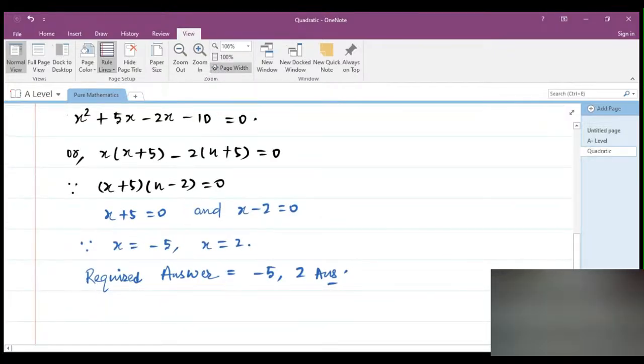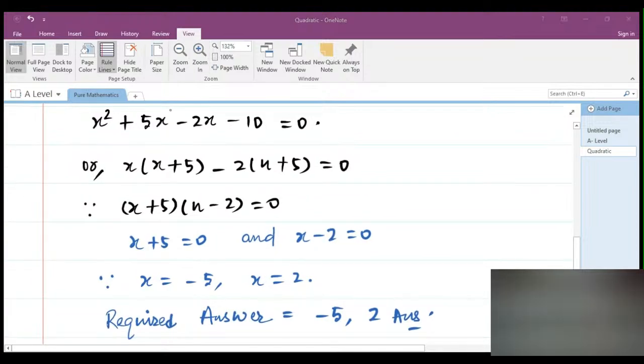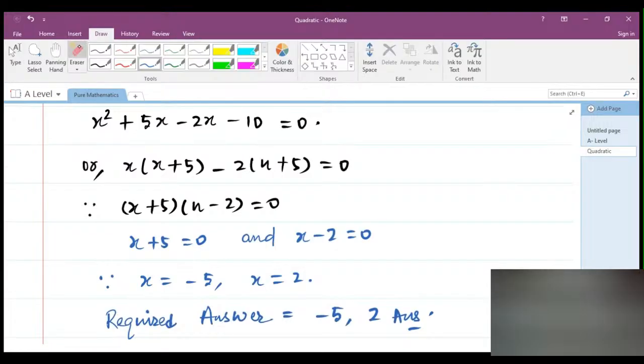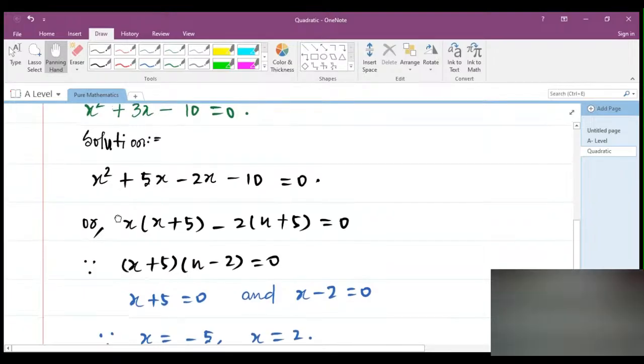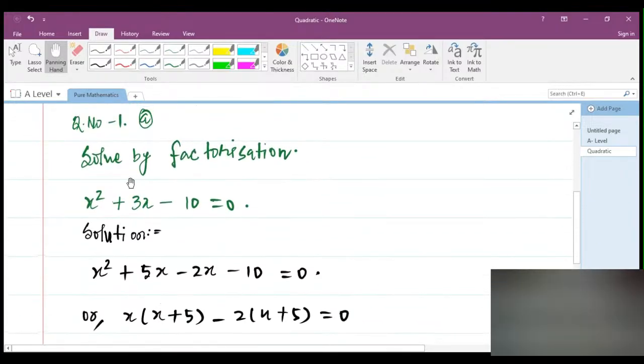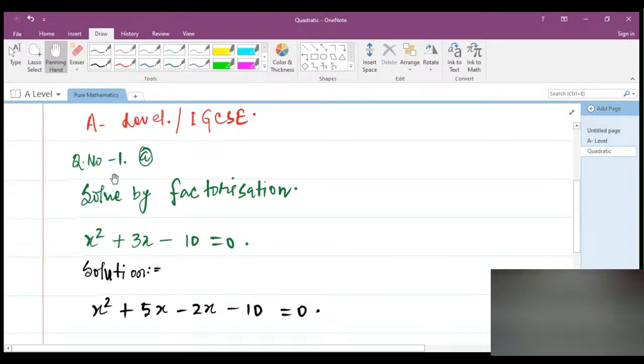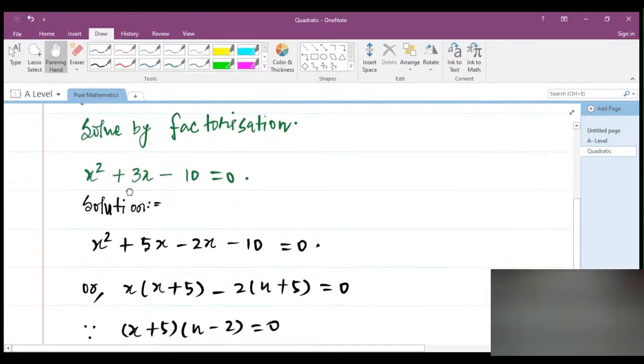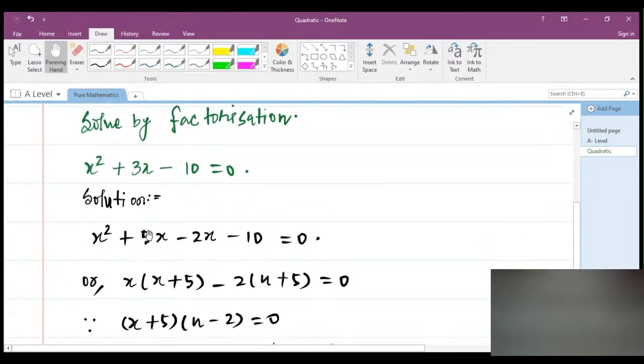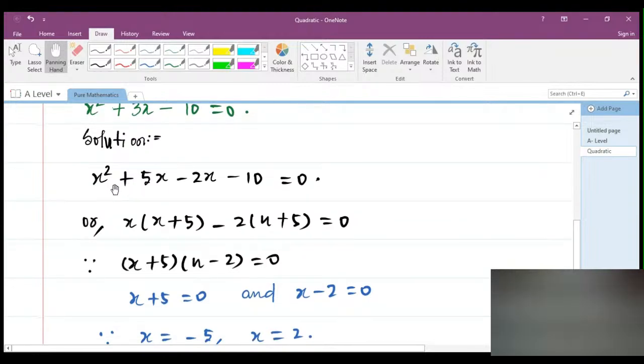Let's see this one in the zoom mode. So this is question number 1a, solve by factorization x squared plus 3x minus 10 equal to 0. Let's see the solution. X squared plus 5x minus 2x minus 10 equal to 0.